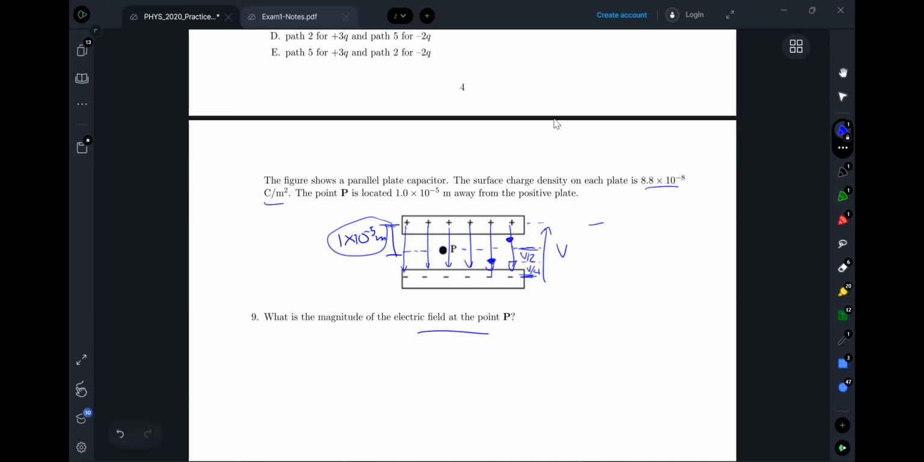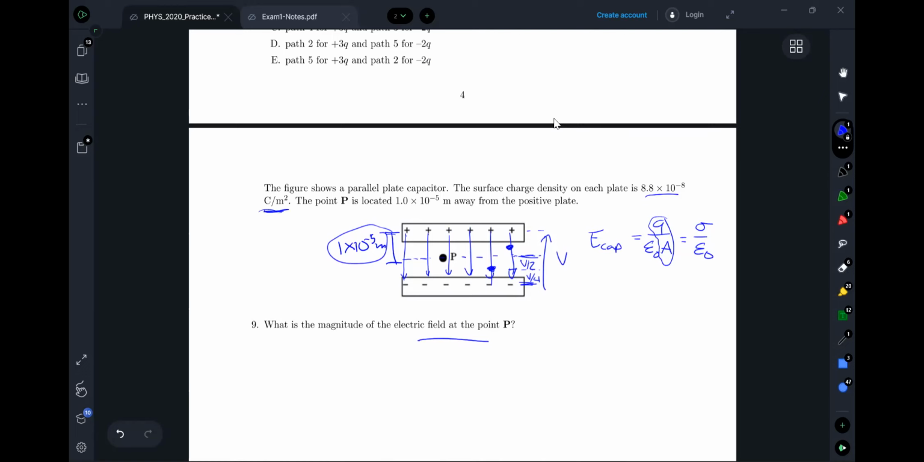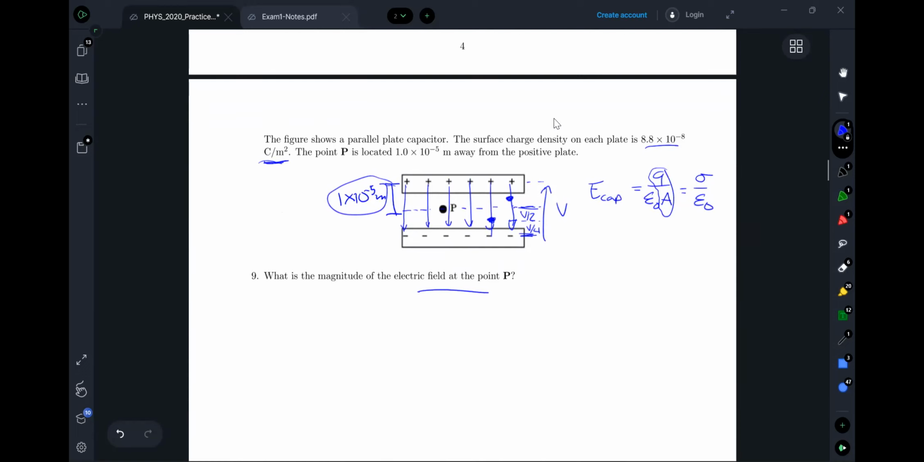And that's because the electric field between the plates of a capacitor only depends on the charge on either plate, that constant epsilon naught, and the plate surface area. Or we can write this as the charge per area. So think of coulombs per square meter of this surface. We usually write that as sigma. So that's this Q over A. And that's what we're given here, coulombs per square meter.